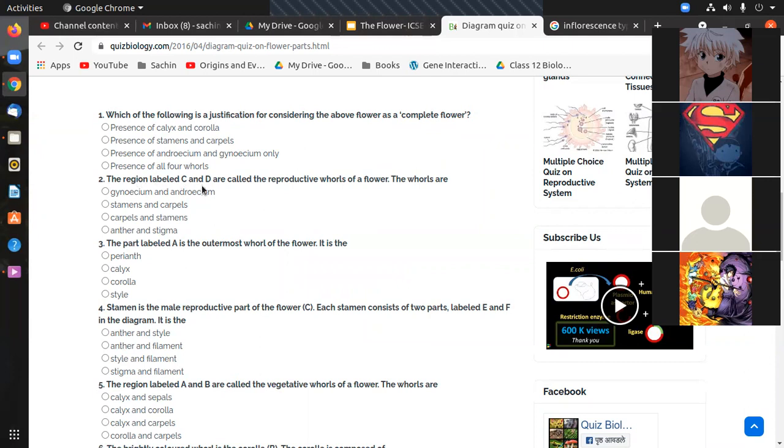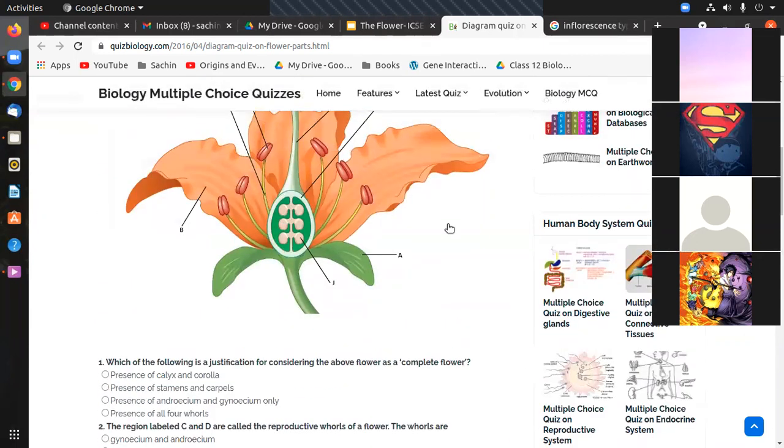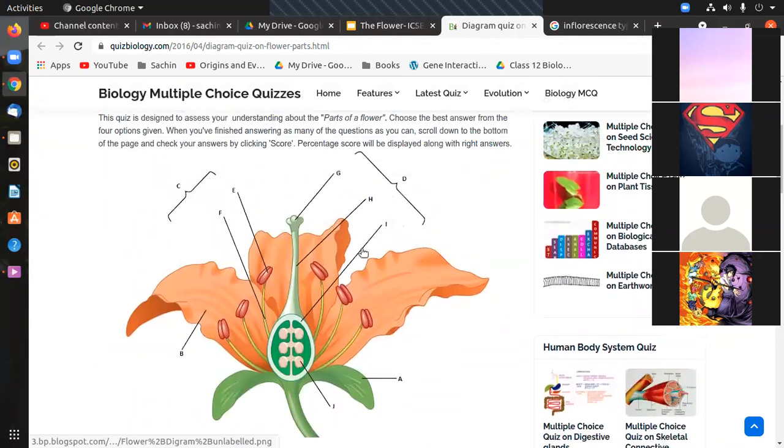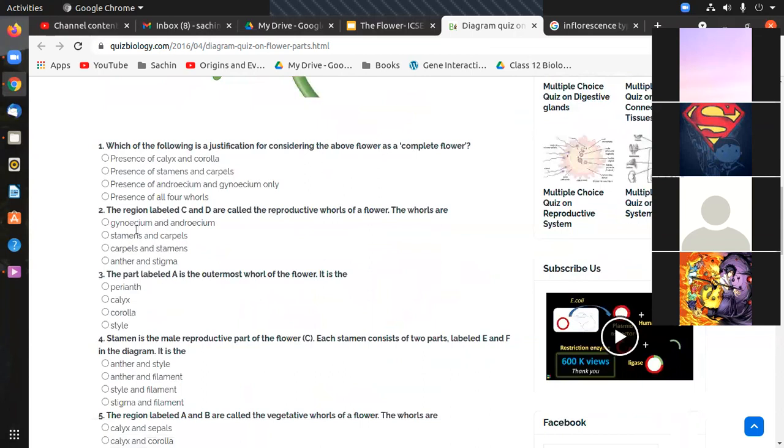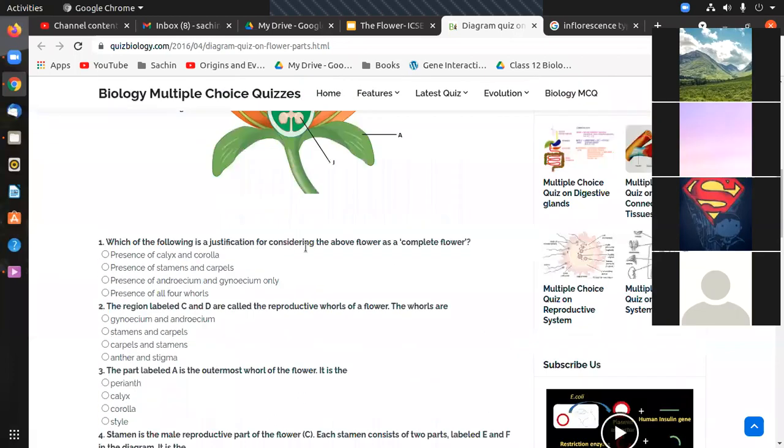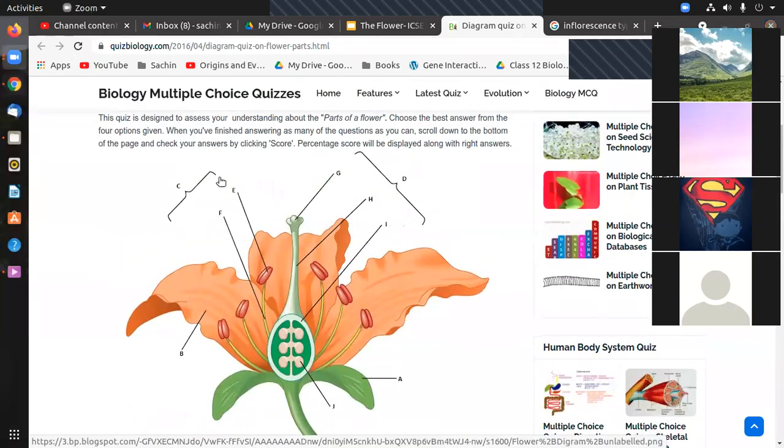Now the regions labeled C and D are called the reproductive walls of the flower, and what are these walls? C and D. Where is C? Here is C and here is D. So can you go back to the options? The first. Look carefully. C is what?